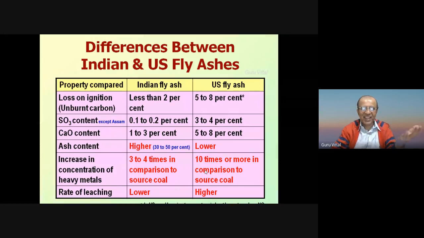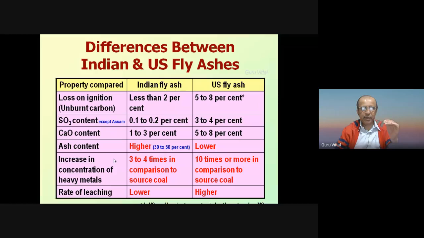So what is the net result? When it leaches out, meaning when the heavy metals come out along with water from the ash, eventually it may come out when it comes in contact with water. The toxicity of the leachate, the rate of leaching of the heavy metals, will be lower in our case, whereas it is higher there because the concentration is more. So the leachate will have a higher concentration of the heavy metal.